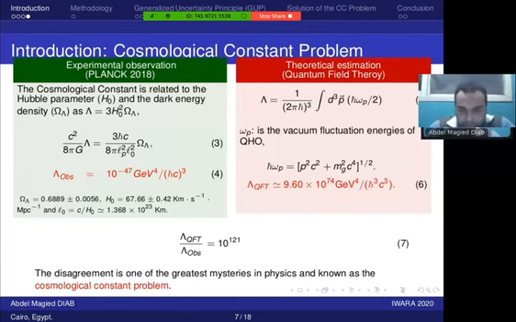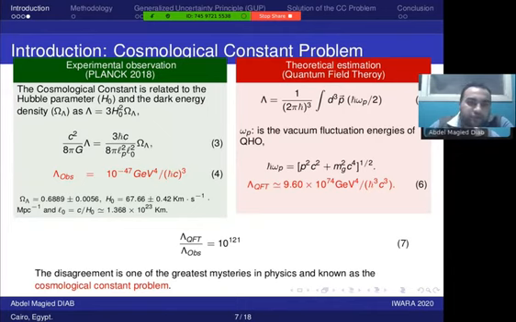For the theoretical estimation value from quantum field theory, the cosmological constant is calculated from the sum over the vacuum fluctuation energy corresponding to all momentum particle states, where by solving this integral we find that the estimation value of the quantum field theory cosmological constant is of an order of magnitude 10 to the power positive 74.